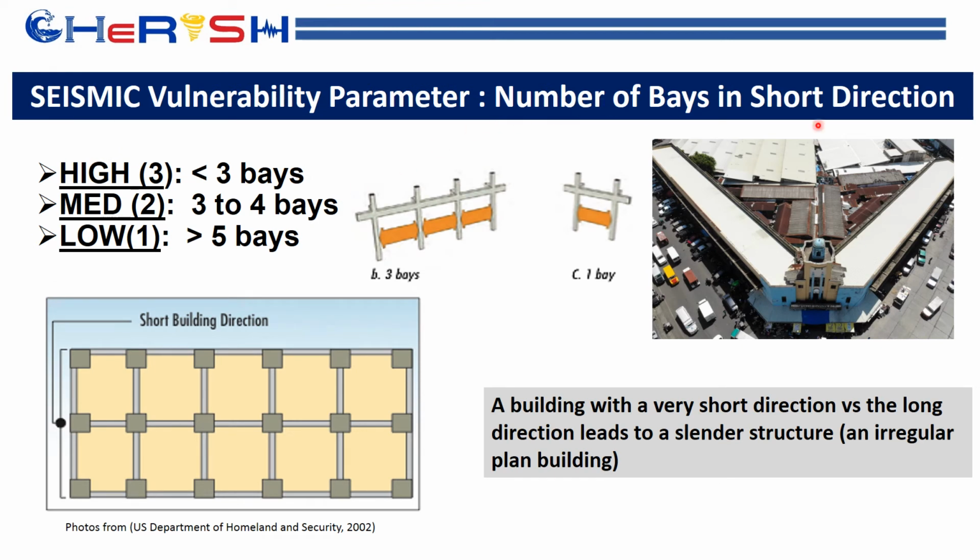The number of bays in the short direction. Okay, this is the short direction. The lesser the number of bays, the higher will be the vulnerability because it results in a slender structure, which is an irregularity also. And this is an example of a building with a very high vulnerability with respect to the number of bays. It's a very long, slender structure, which is classified as irregular.